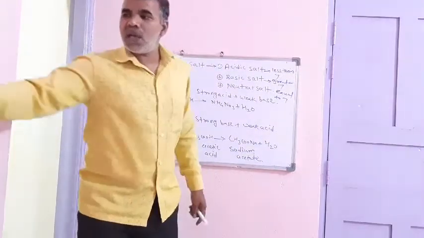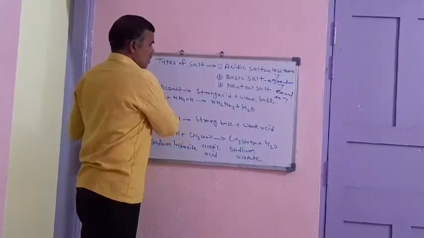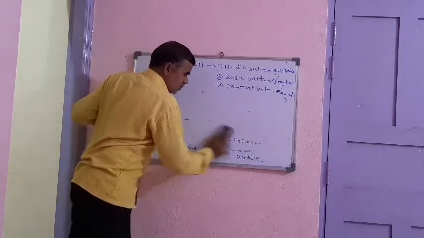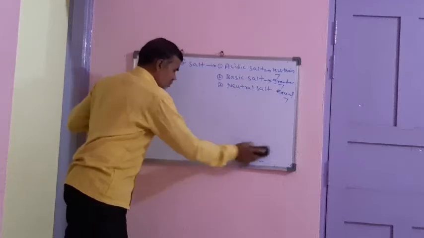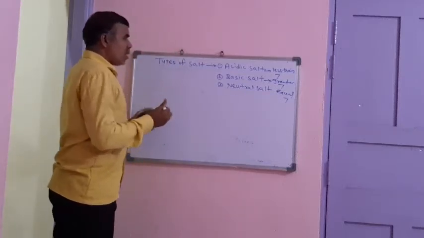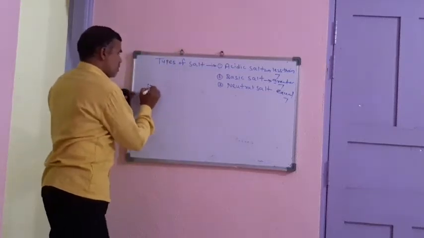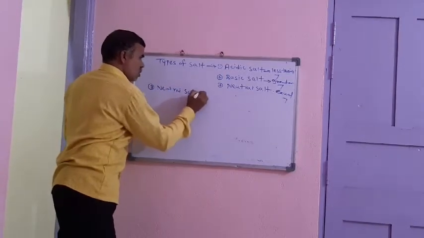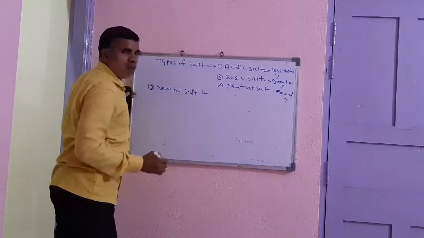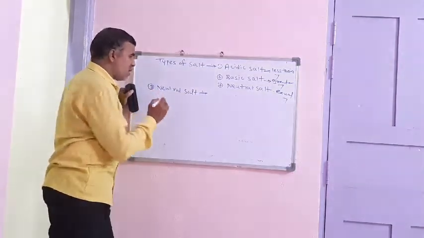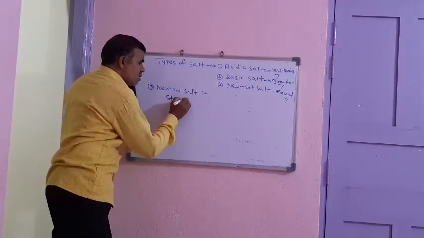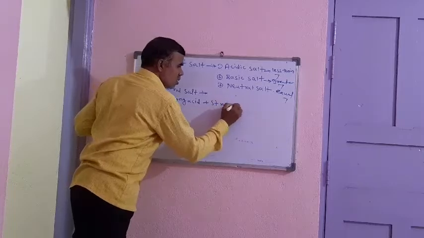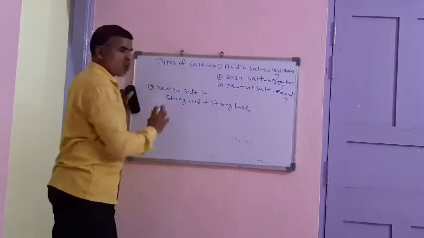Third, neutral salt. Third आपण घेऊ आता neutral salt. Number third, neutral salt. Neutral salt is formed by neutralization reaction between strong acid and strong base. Strong acid and strong base, we get the neutral salt.